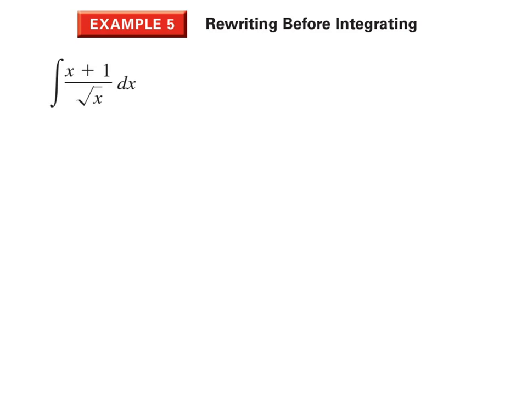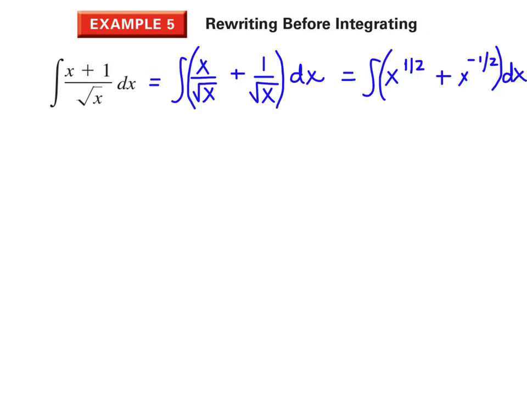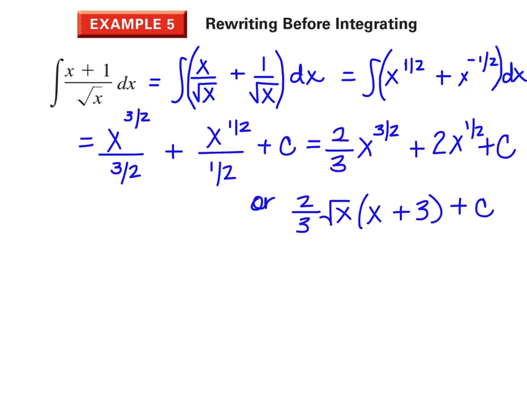So let's look at another example of an integral that I would strongly suggest rewriting before integrating. So we have the integral of x plus 1 all over the square root of x dx. So what I'm going to do is divide each quantity up top, so x and then 1 separately, by the square root of x, which actually gives me x to the 1/2 plus x to the negative 1/2. So now I'm going to integrate.